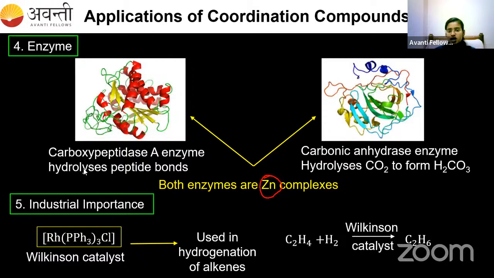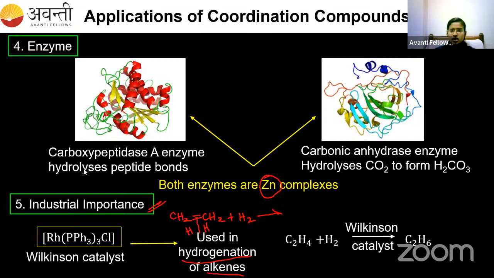Now, next is the industrial importance. So, in the industry, for the hydrogenation process, hydrogenation means addition of hydrogen to alkene. Alkene means it is a double bonded system. For example, if I have CH2 double bond CH2, and if I try to add hydrogen to it, I have to break this bond and I will add the hydrogen. This process is called hydrogenation.